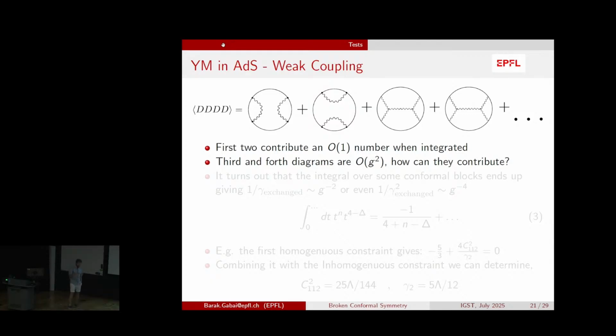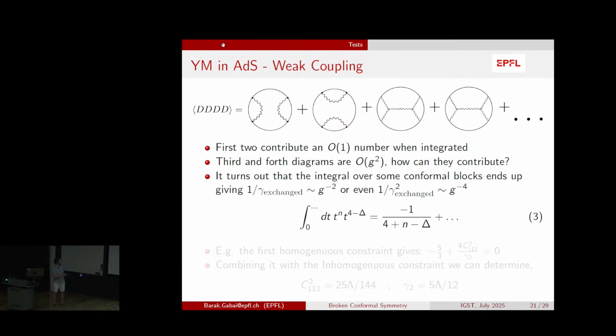But it turns out that the reason for that is that the perturbative expansion does not commute with the integral appearing in the constraint. So we are not allowed to first expand the 4-point function perturbatively and then plug it into the integral. We have to first integrate and then perturbatively expand the result in terms of conformal data. And this can be done with some care.